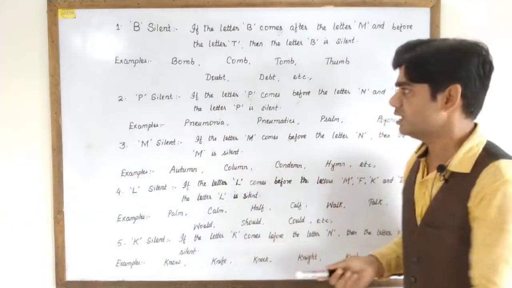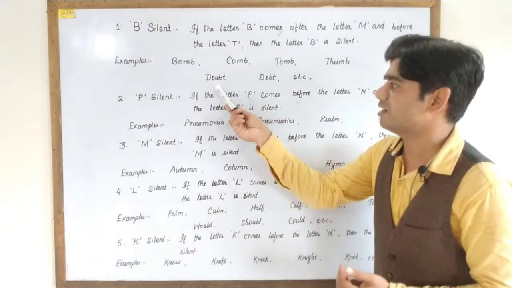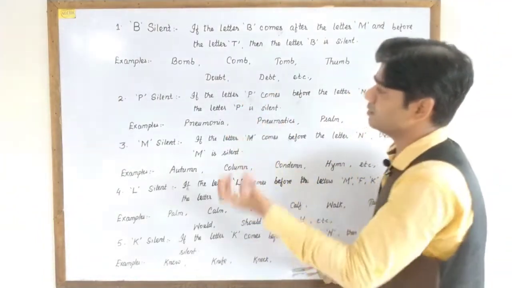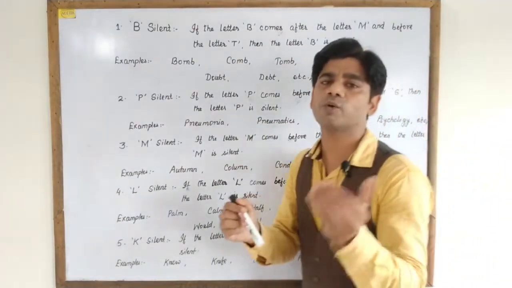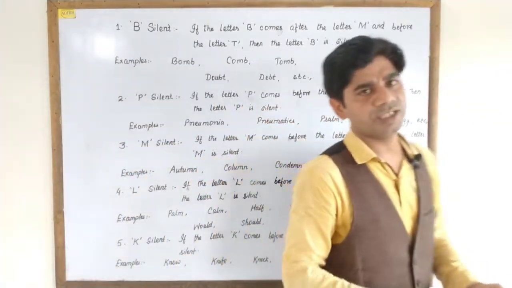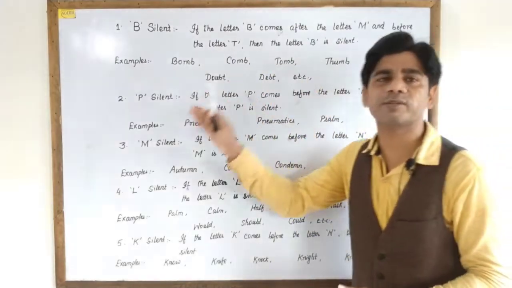Now we have some more examples. D-O-U-B-T, doubt. So here you can see that there is a letter T and it comes after the letter B. As per the rule, if the B comes before the letter T, then the letter B becomes silent. So D-O-U-B-T, doubt. Now another example we have, D-E-B-T, debt.